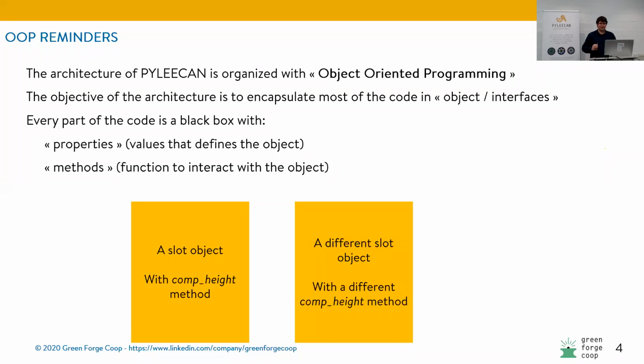Here I've hidden both slots, so you don't have to know what is behind the curtain. You just need to know that the comp_height method exists and will return the height of the slot. Whatever the schematics of the slot, whatever the properties and whatever the values, it will always return what you are looking for. So you just need to know that in your object you have a slot object, and that in your model you just need to interact with the height of the slot.